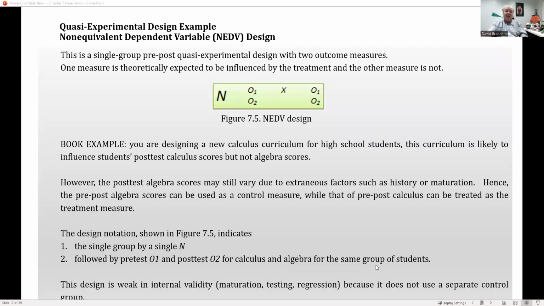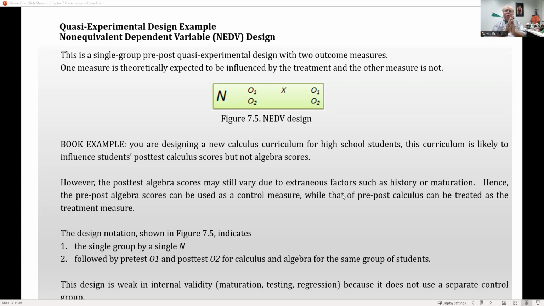The quasi-experimental design example. This is a single group pretest quasi-experimental design with two outcome measures. It's pretty simple, okay? One measure is theoretically expected to be influenced by treatment. The other measure isn't. And this is the book example. For instance, you're designing a new calculus curriculum for high school students. And this curriculum is likely to influence the students' post-test calculus scores, but not the algebra scores.